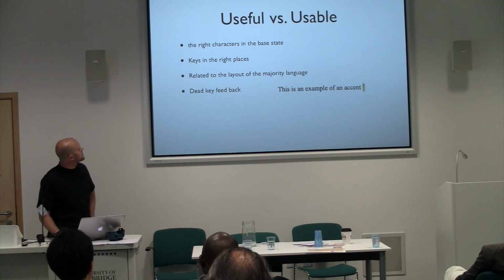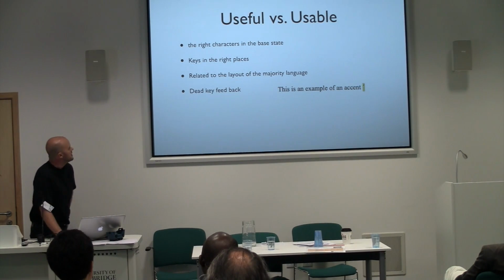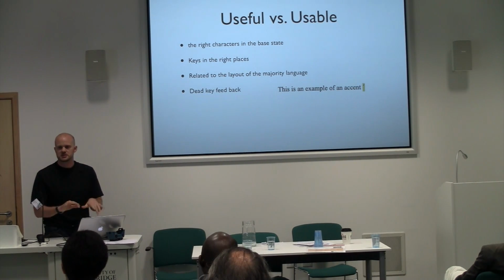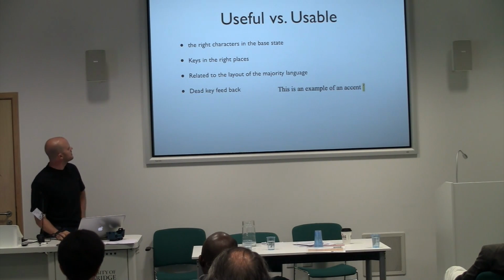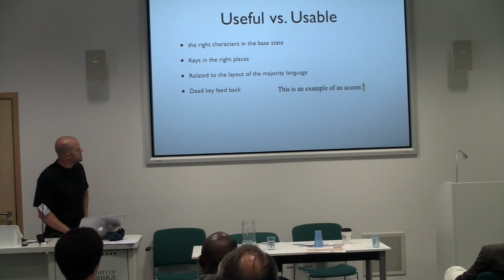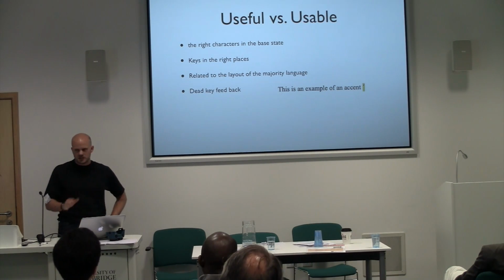And some of those issues are the right characters in the base state. So are they the most frequently used characters in the base state? The keys, are they in the right places? The more often used keys, are they in the more agile digits? Are they closer to the center of the keyboard? That kind of thing. Another challenge is the keyboard related to the majority language keyboard?